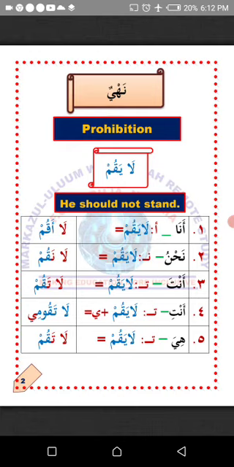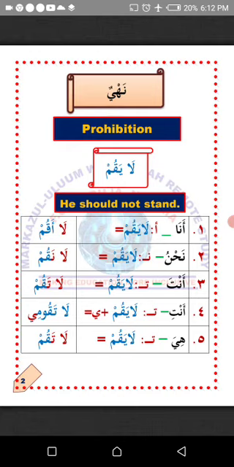Thalatha, number three, anta, you, representing a single male person. So how do we change the verb la yakum to suit anta? All you need to do is to detach ya'un and attach ta'un. So the verb la yakum will now become la takum, which means don't stand, commanding a single male person not to stand.